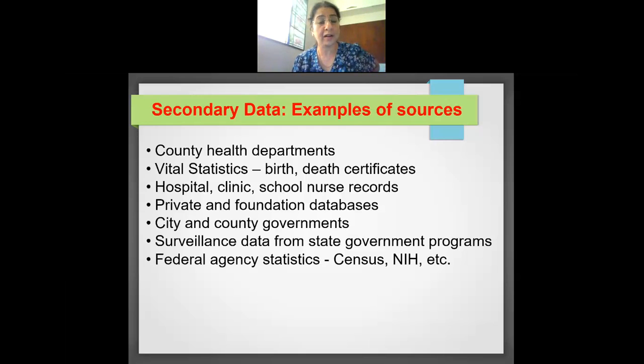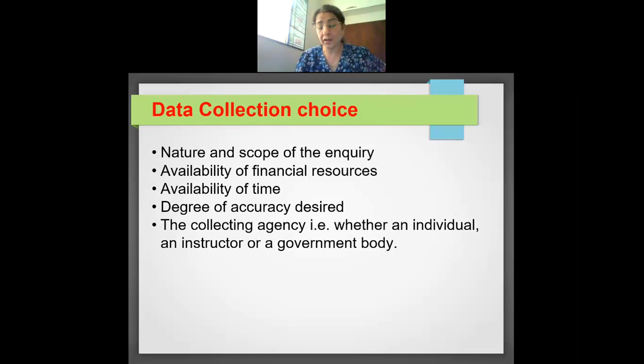You can take the data from somewhere else, like from country health departments, from birth and death certificates, from hospitals, from banks, from clinics, from school, from government departments, and from census, and from NIH, surveillance from the state government, other offices. You can collect those secondary data. So which data you should choose, primary data or secondary data, that depends on the nature and scope of the inquiry, what kind of data you need.